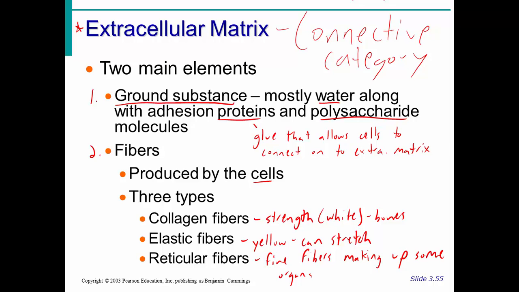So the things that are included with the cells in every single connective tissue type, it's going to look different per type, but every single connective tissue type is going to have some relative concentrations of these substances. Specifically, ground substance is water with protein, and it's going to have an adhesive quality to kind of mold things together, to hold the cells together.